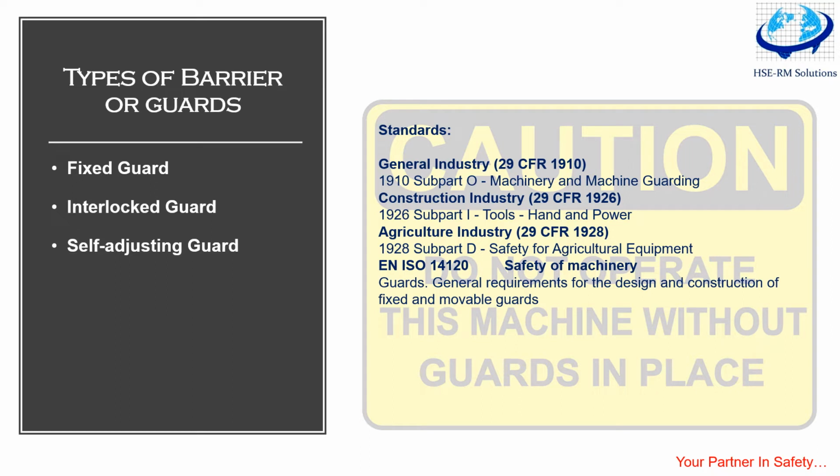To simplify this, you must know that there are three types of barrier guards. Barrier guards physically prevent a worker from reaching around, over, under, and through the guard to the danger area. So at least one type of guard can provide protection from most machine hazards. How they are used depends on what functionality they are meant for.